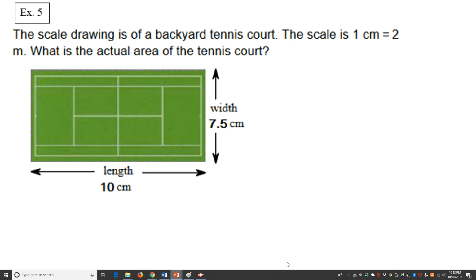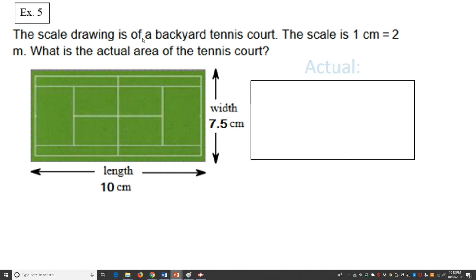Okay, last example that's been pre-done for you. We have a scale drawing of the backyard tennis court. The scale is 1 centimeter to 2 meters, and the final answer needs to be the actual area of the tennis court. So we're looking at finding the actual area. So it's good to draw a sketch. That's why I did that on the paper.